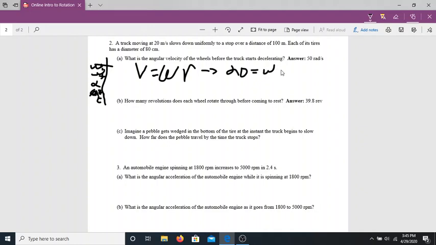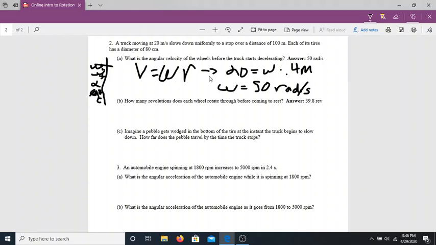I don't know omega, but I know that the radius of this tire is 40 centimeters. Remember, diameter is 80, so the radius is half of that. And of course, I don't want it in centimeters, so it's 0.4 meters. So going through there and using that relationship between linear and angular velocity, you get that the angular velocity is 50 radians per second. And right there, once again, ladies and gentlemen, we're seeing this idea that we can use that linear and angular relationship to find different things that help us out here.